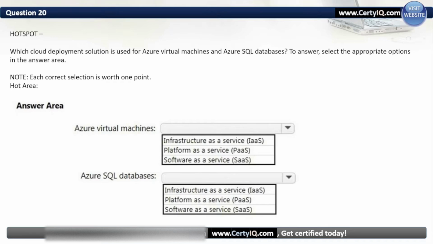Question 20. Hotspot. Which cloud deployment solution is used for Azure virtual machines and Azure SQL databases? To answer, select the appropriate options in the answer area. Note, each correct selection is worth 1 point. To the answer area, Azure virtual machines. The correct option is infrastructure as a service. To the next statement, Azure SQL databases. The correct option is platform as a service.